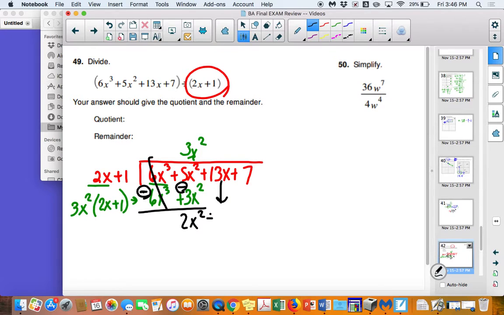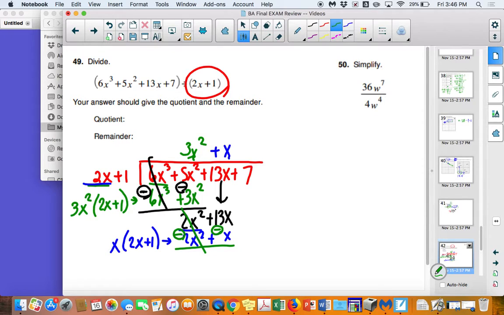Bring down the next one, and then let's proceed. Do it again. Look, we've got 2x, and we need to turn it into a 2x squared. Well, we need an x. So we're going to do x times 2x plus 1. Put your answer right here. So 2x squared plus x. This is where you're going to change your signs and then add. First column goes away. 13 minus 1 is 12. Bring down your next number.